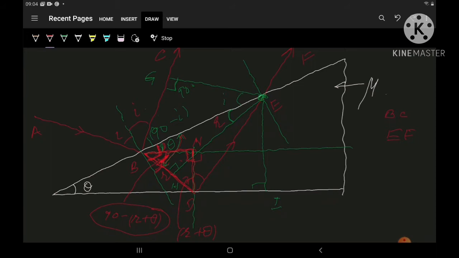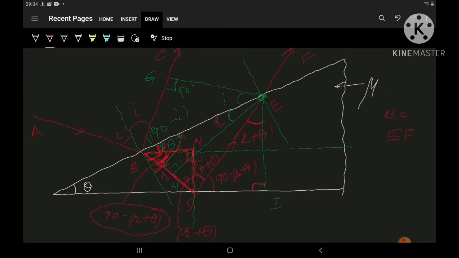Here the light ray BD is made incident on the lower surface with an angle of incidence r plus theta. So with the same angle r plus theta it gets reflected. Then this angle is r plus theta, then obviously this angle will be 90 minus (r plus theta), and this is the angle 90 and this is 90 minus (r plus theta), then obviously this angle will be equals to r plus theta.